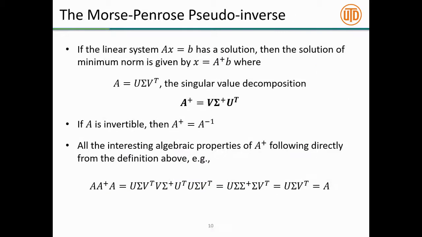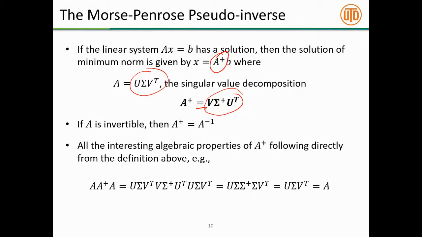Okay, no questions then. The Moore-Penrose pseudo-inverse, and this is where the plus comes from, that's how it's always denoted, is the least squares solution to a linear system AX equals B, and it's given by X equal to A plus B, where A plus equals V sigma plus U transpose, where U sigma V transpose is the singular value decomposition of the matrix A. So this is a definition: A plus is defined to be V times sigma plus times U transpose whenever A has singular value decomposition U sigma V transpose.